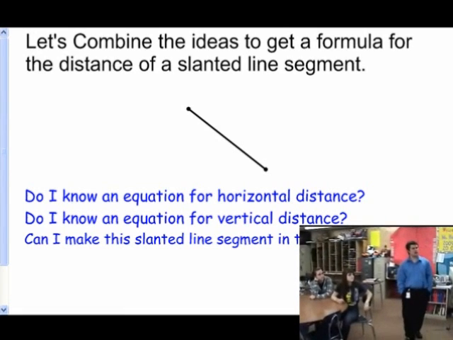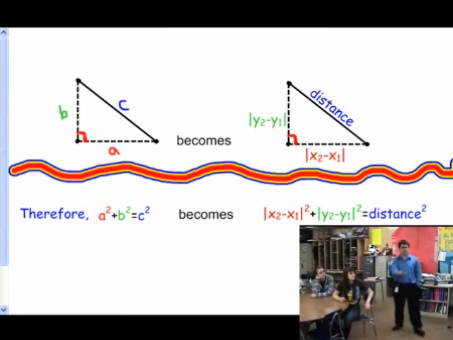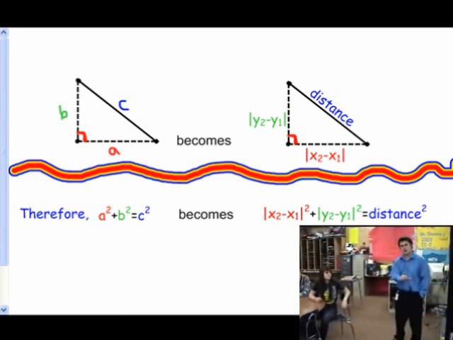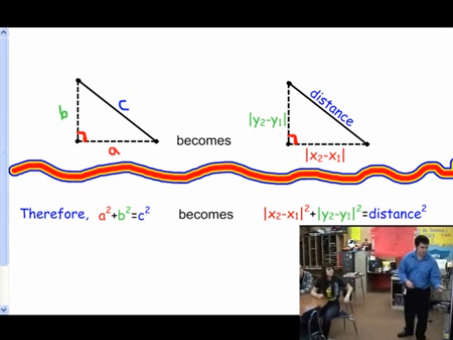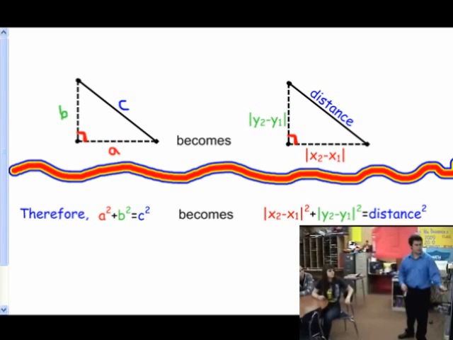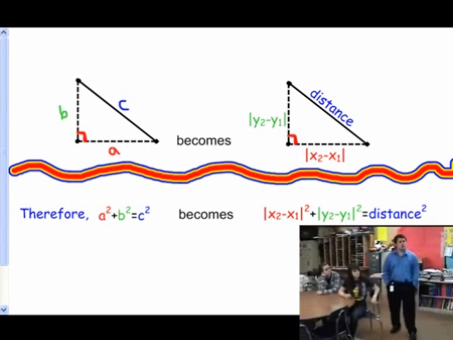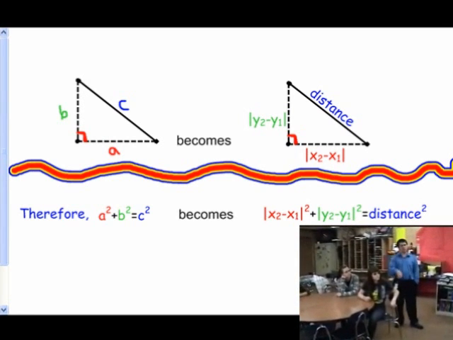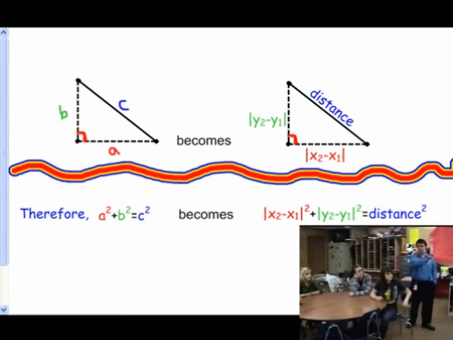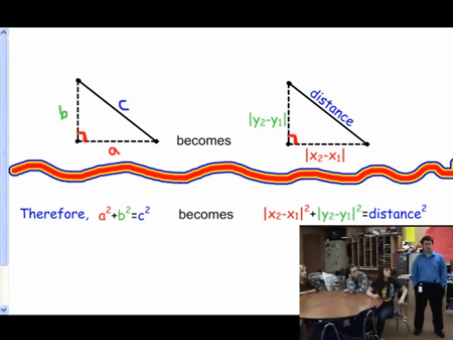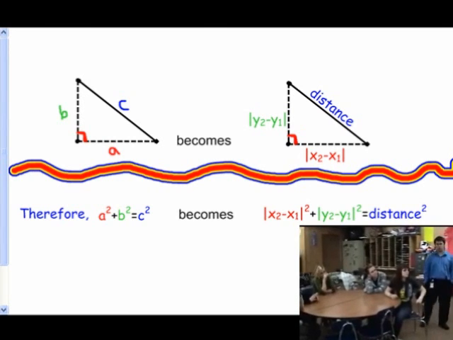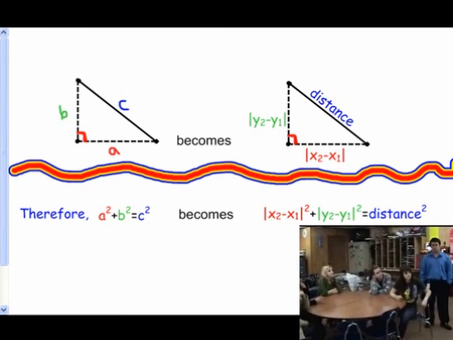All right, so let's combine them. Do I know an equation? Well, we just answered that question. Do I know an equation for the horizontal distance? That was the x equation. Do I know one for the vertical? That was the y. And the slant one we said was going to help us with the Pythagorean theorem. So we see here, a squared and b squared become our two formulas that we got. And distance, could I call that something else besides distance squared? Could I call it d squared if I wanted to? Okay. It's a variable, right?